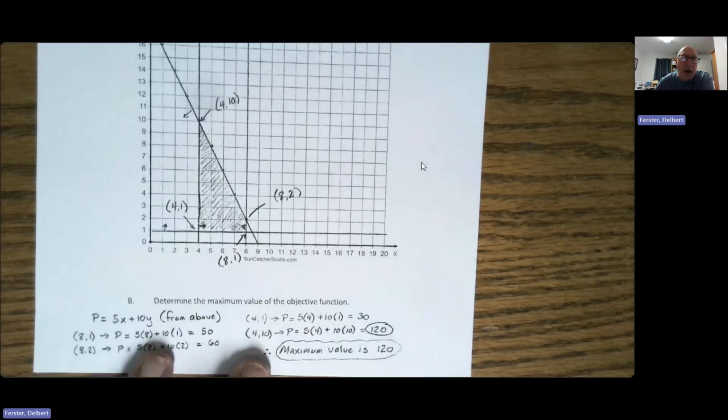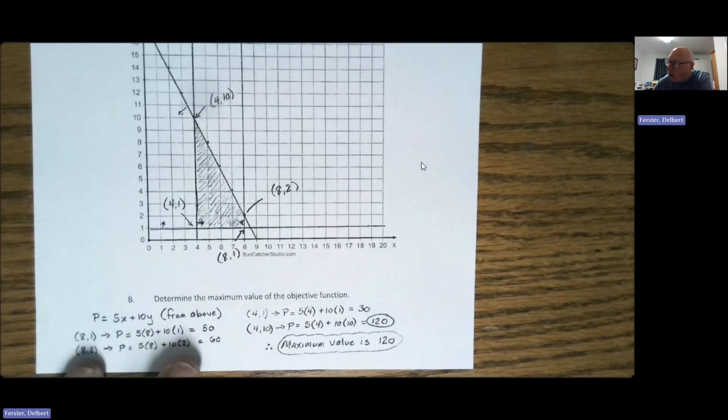So as I slide here, I brought back your objective function. It was P equals 5x plus 10y. That was typed above. And you're simply going to put each of those ordered pairs in one at a time, with your X value being multiplied by 5 and your Y value being multiplied by 10. I took them one at a time. First, I did (8, 1). All right, again, there's no rhyme, no reason to which order. You need to do all of them.